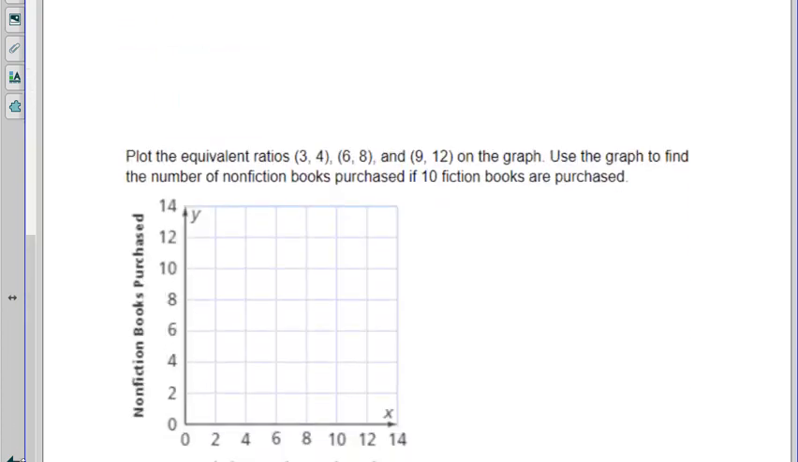And then we have some equivalent ratios, 3 to 4, 6 to 8, 9 to 12. We're going to graph them. We're going to use the graph to find the number of nonfiction books purchased if 10 fiction books are purchased. So go ahead and take care of that, and we will talk about it in class.